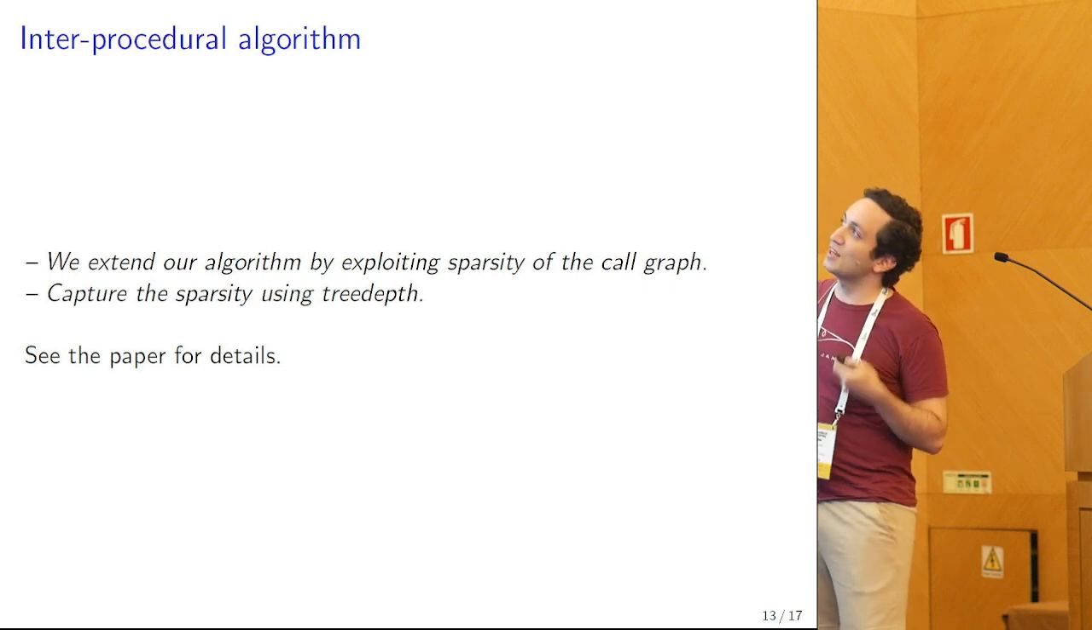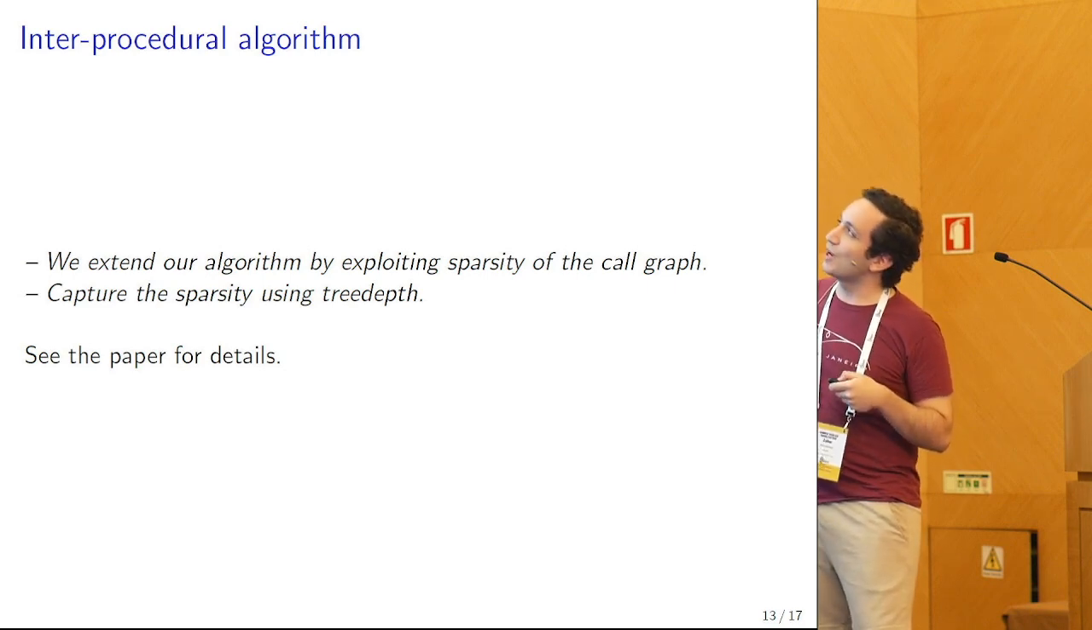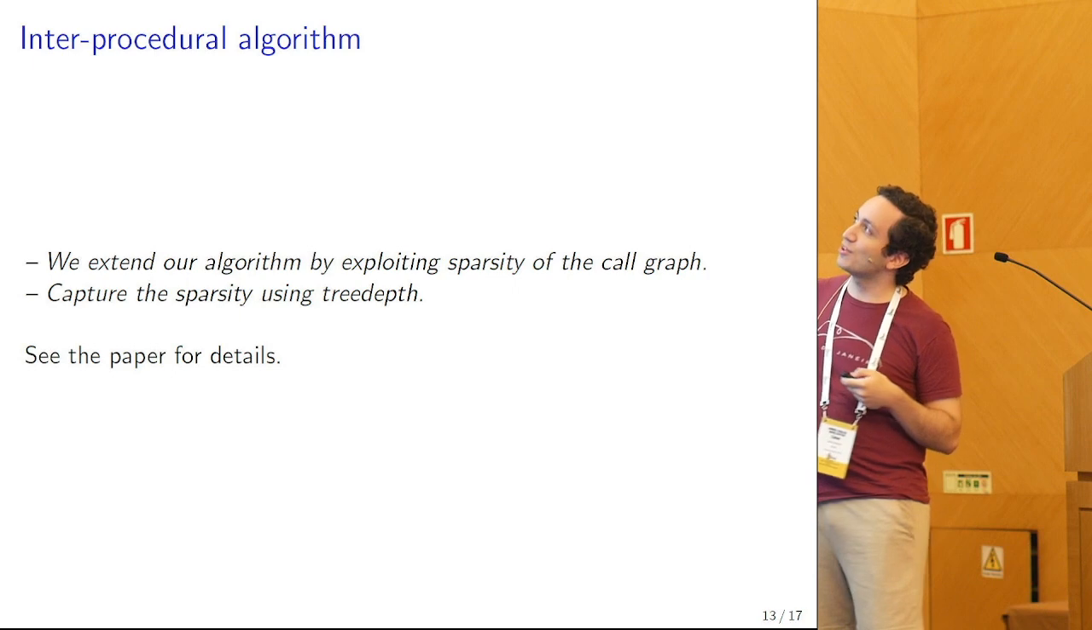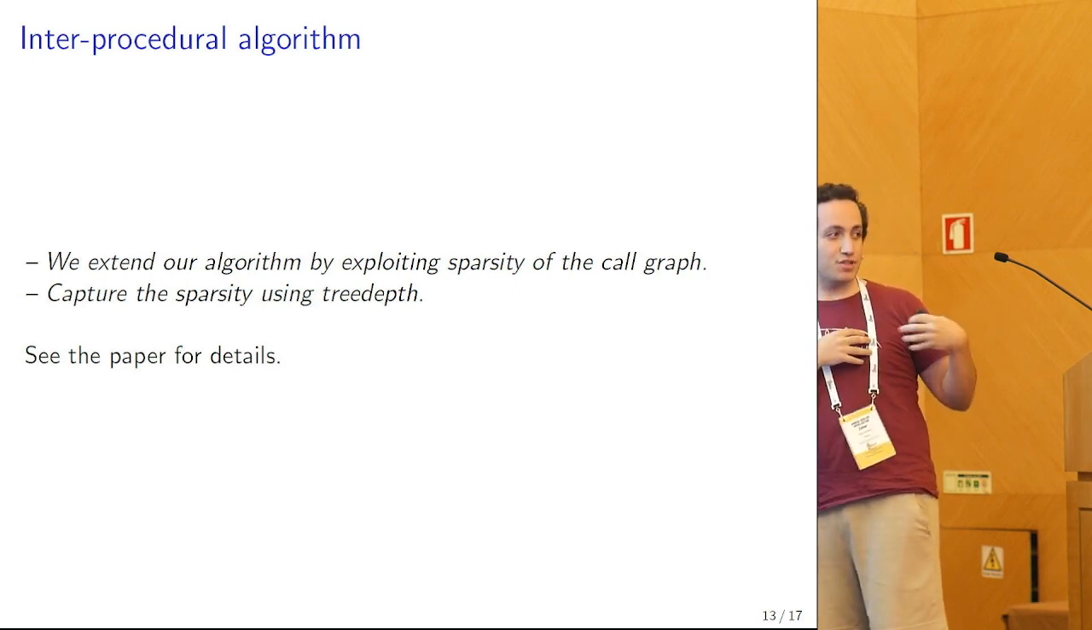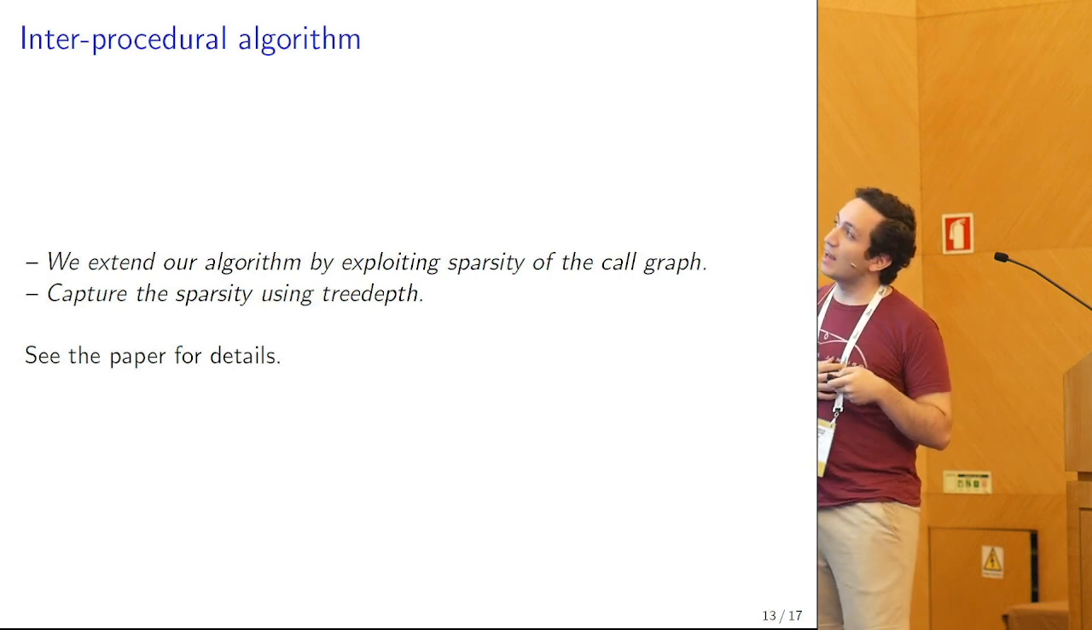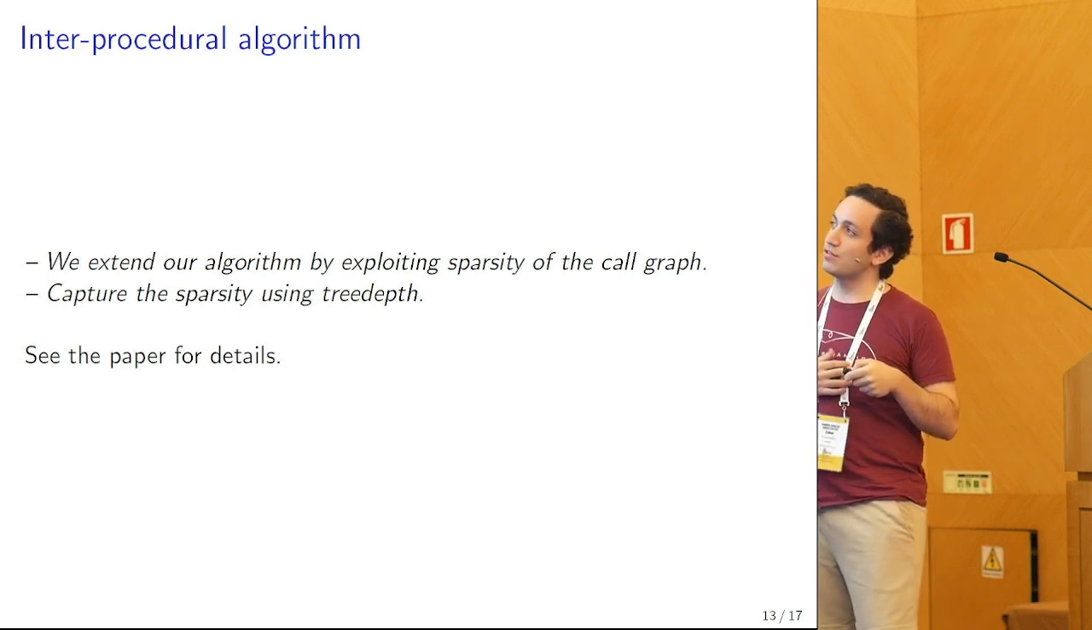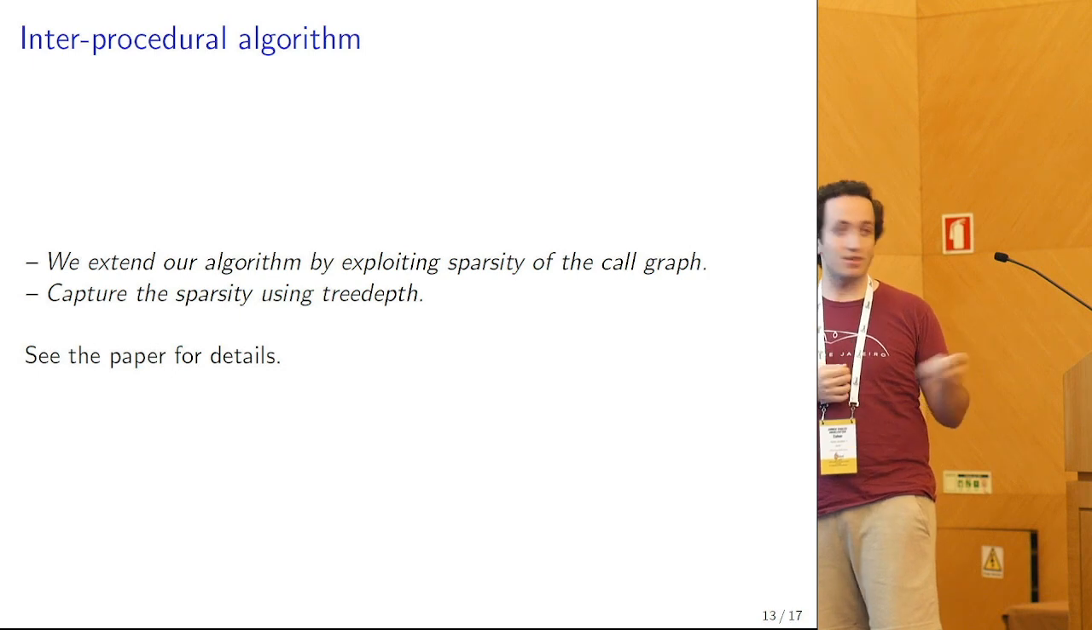How do we handle the interprocedural case? Again, I won't have much time to talk about it, but we simply extend our algorithm by considering another graph, which is the call graph of the program, and we capture the sparsity of that call graph using another graph parameter, which is Treedepth.